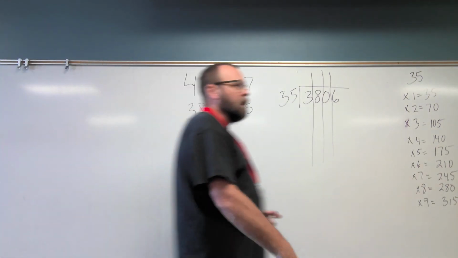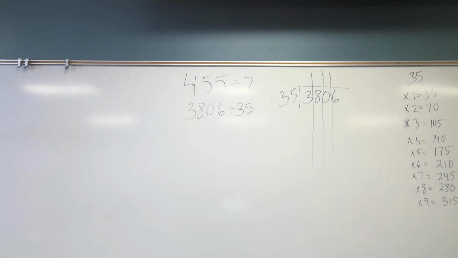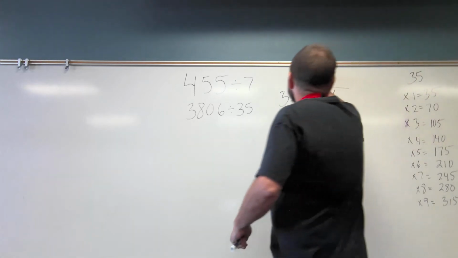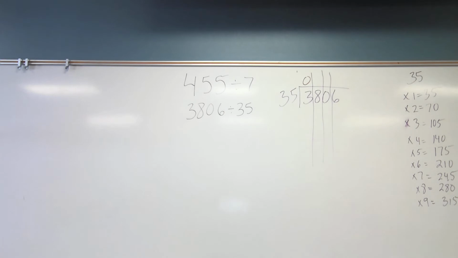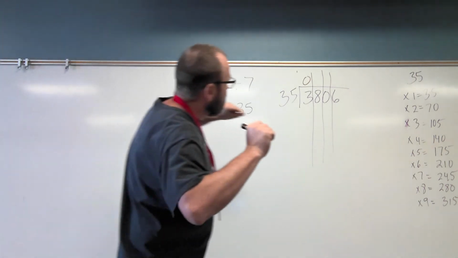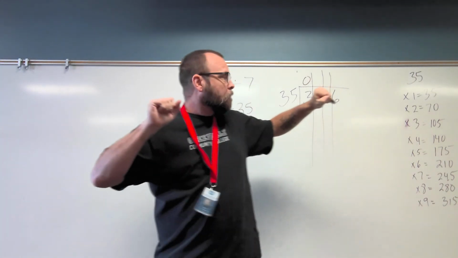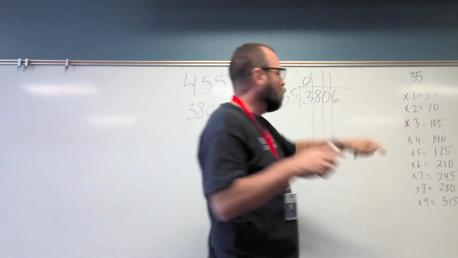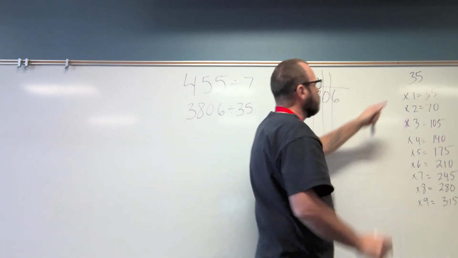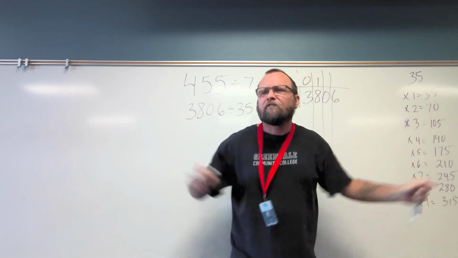Now I'm going over to my handy dandy Ava, and I ask Ava, does 35 go into 3? No. So I'm going to have 0 thousands. None. Zip. Zilch. Ava, does 35 go into 38? Yes. How many times, Ava? Once.